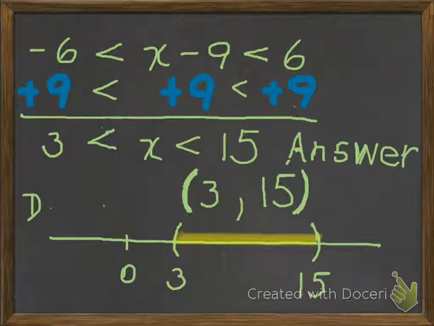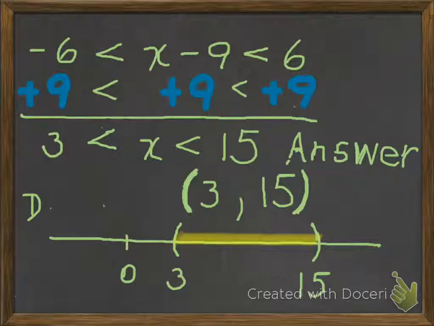So to get x by itself, we add 9 to all three sides. On the left, we have minus 6 plus 9 is 3. And on the right, we have 6 plus 9 is 15. So this is one way to write your solution. The x that we were looking for, that x that made that original expression less than 6, is any value less than 15 and greater than 3.